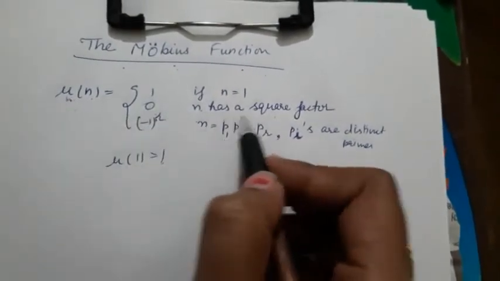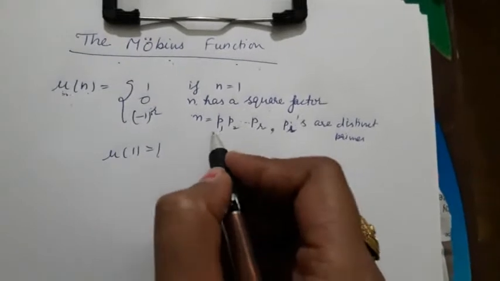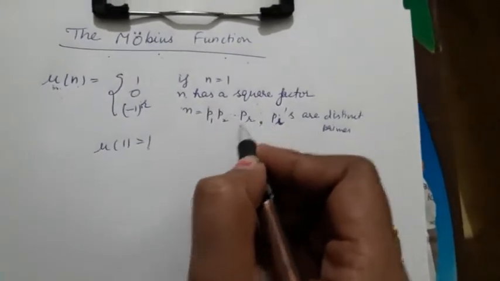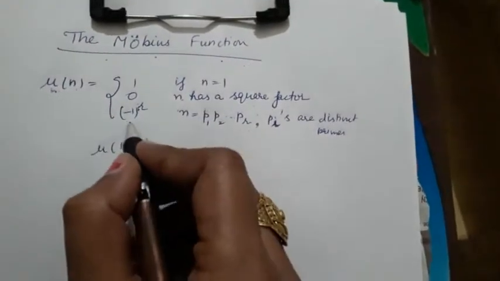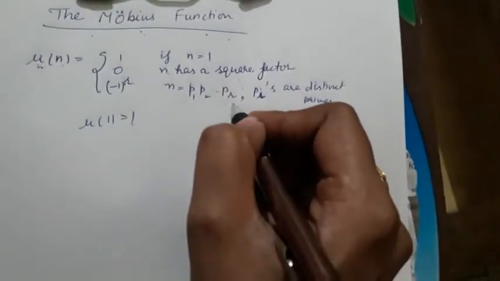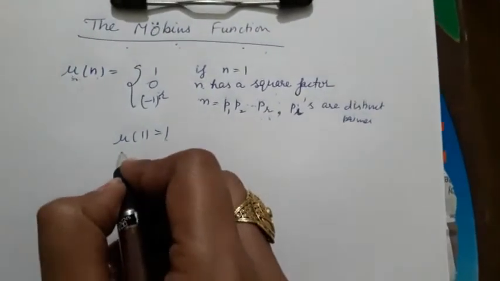And if no square number divides n, that means if n can be written as the product of primes, all primes having power 1, then the value of mu n comes out to be minus 1 raised to power r, where r is the number of primes. We find out some values of mu.